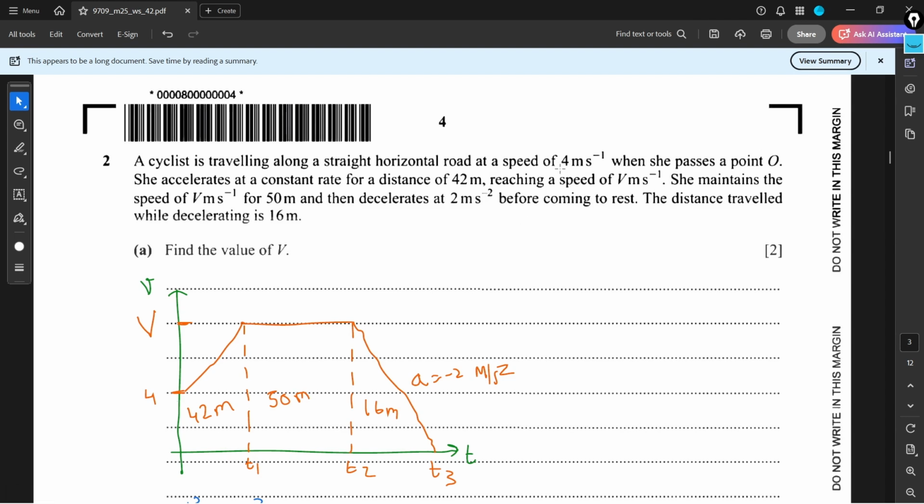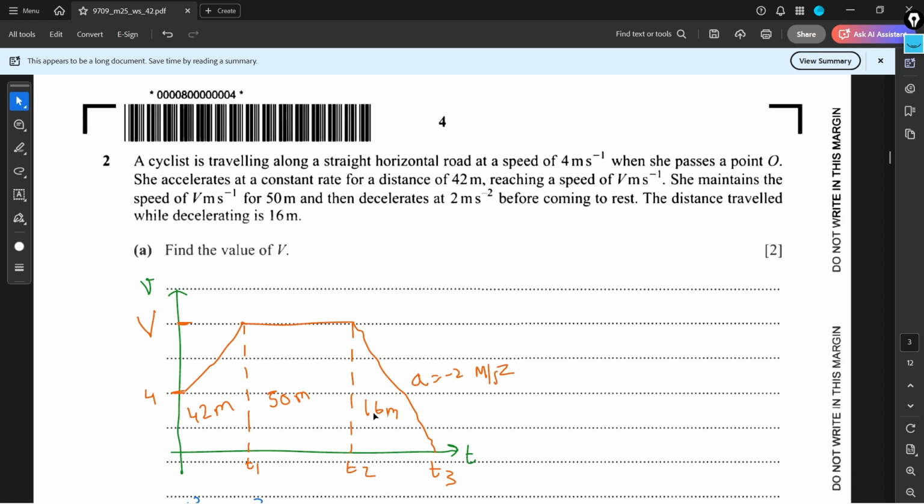She is starting from 4 meter per second and then travels at a constant rate until she reaches the value of velocity of v meter per second. And in this motion, she is going to cover the distance of 42 meters. Then she is going to maintain the speed of v meter per second for another 50 meters. And then she is going to decelerate at minus 2 meter per second square for another 16 meters just before she comes to rest.